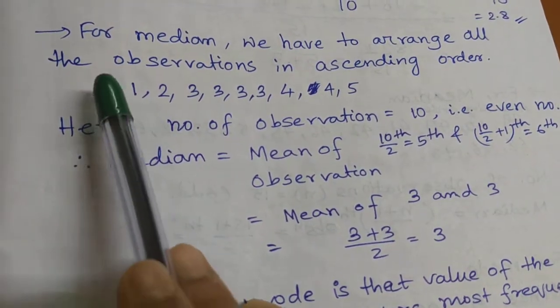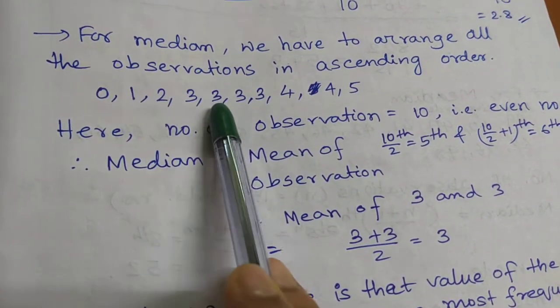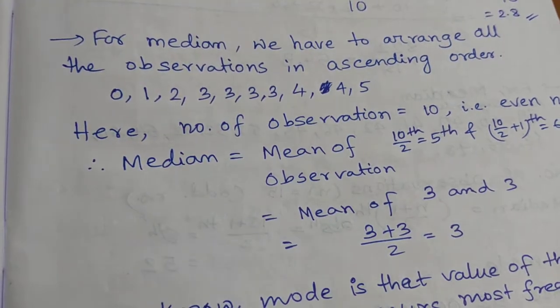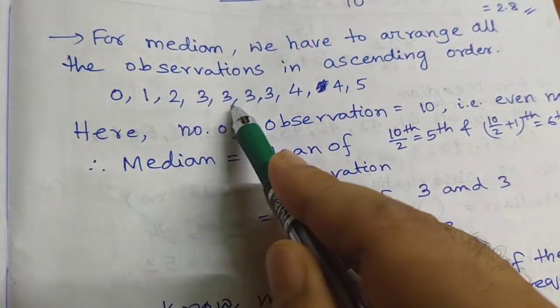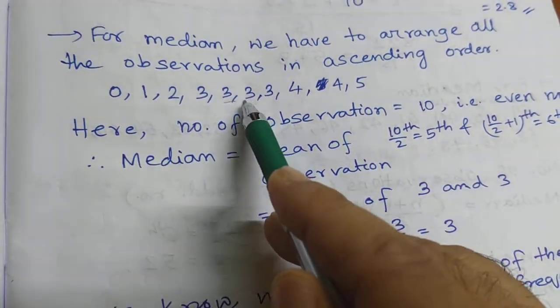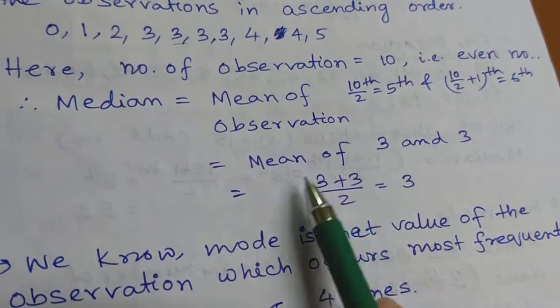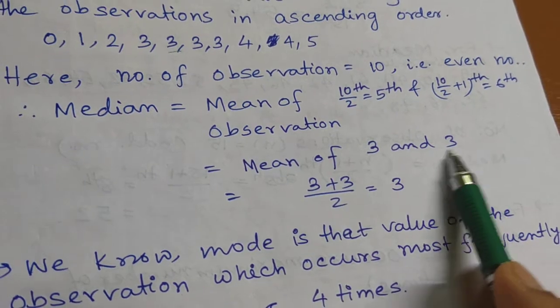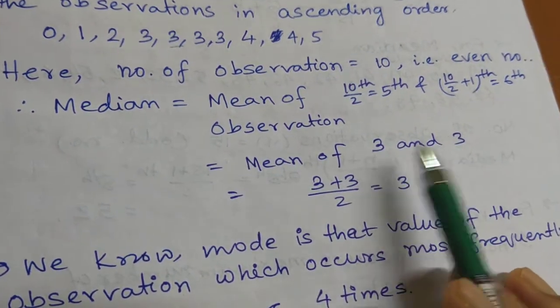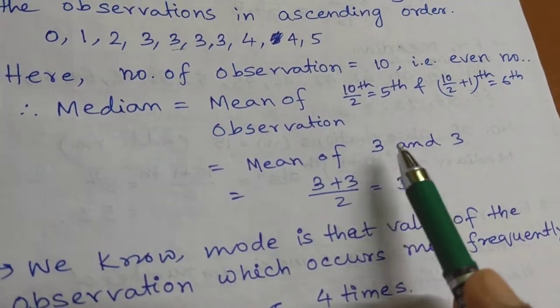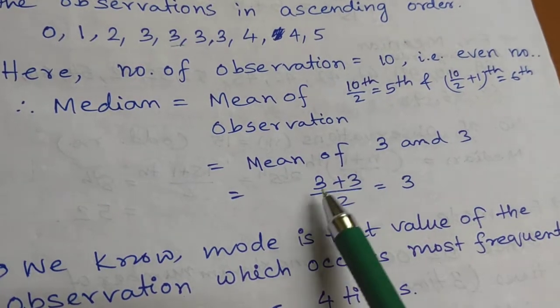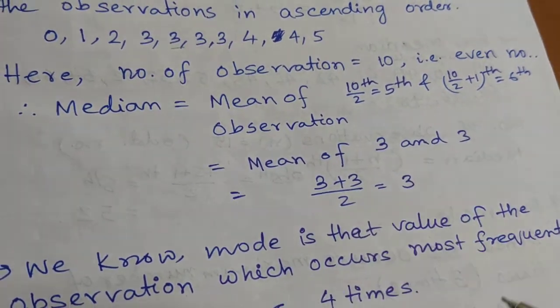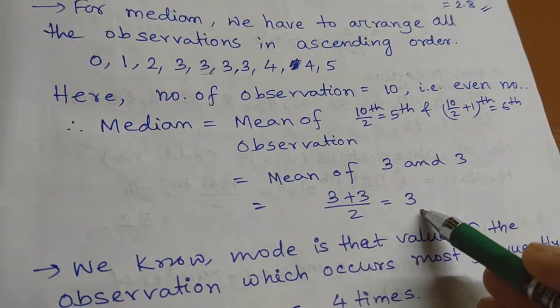What is the 5th observation? You can see first, second, third, fourth, fifth. The fifth observation is this, and the 6th observation is this. So the mean of 3 and 3, because this 3 is the 5th observation and this 3 is the 6th observation. We know mean means the sum of these two divided by 2. So 3 plus 3 divided by 2 is 3. So our median is 3.